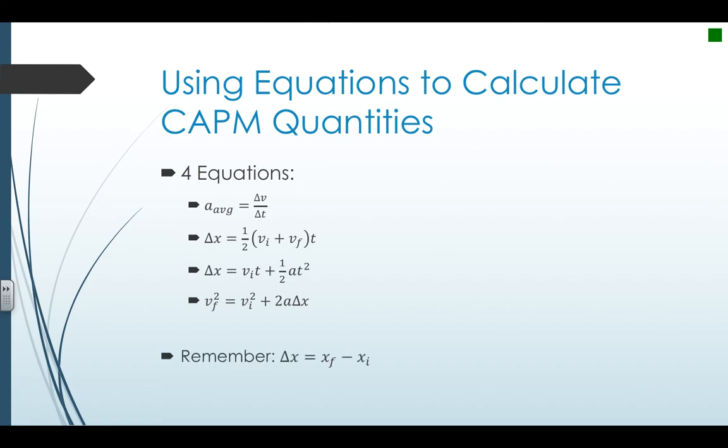2 other important notes. Remember that displacement can be calculated with the final position minus the initial position, and you also have to make sure that your units match. In other words, if something is in kilometers per hour, that would be a speed, then your distance, or displacement rather, better be in kilometers and your time better be in hours. If your units don't match, then you need to convert your units prior to plugging them into any equation.